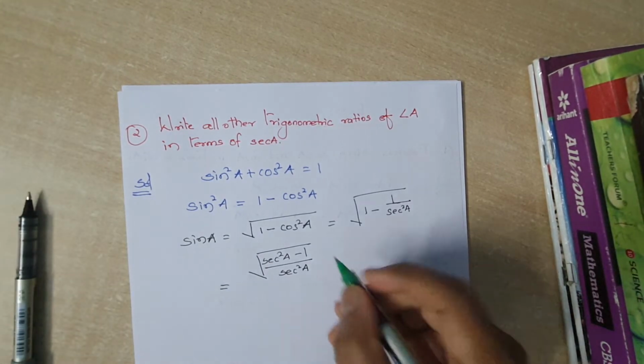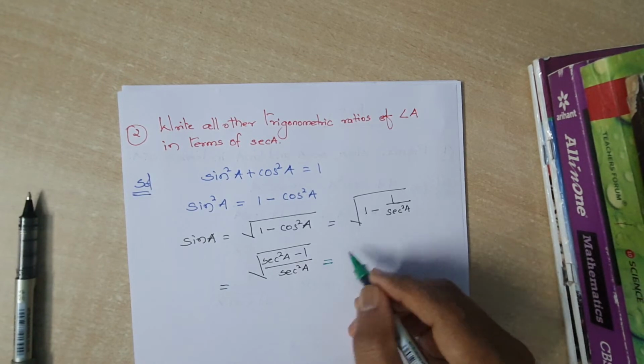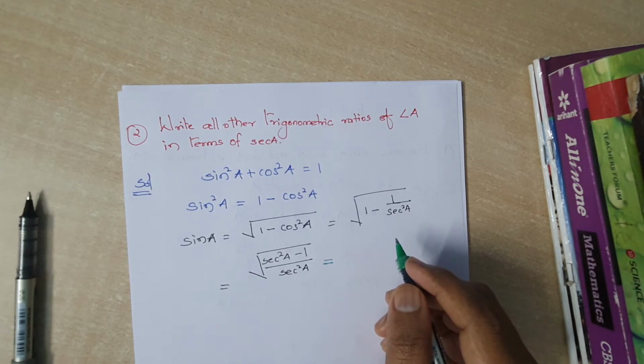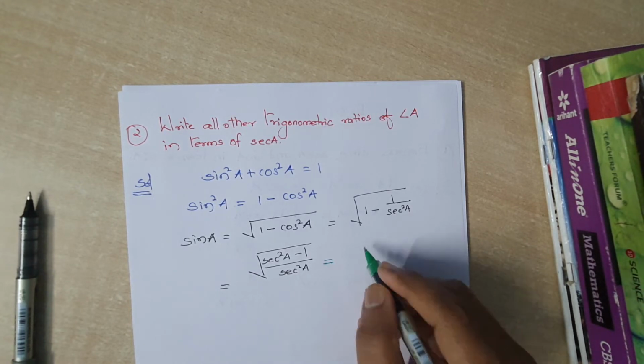Now, sec square A minus 1. What is sec square A minus 1? Nothing. There is no other identity for that, so you can keep it as it is.